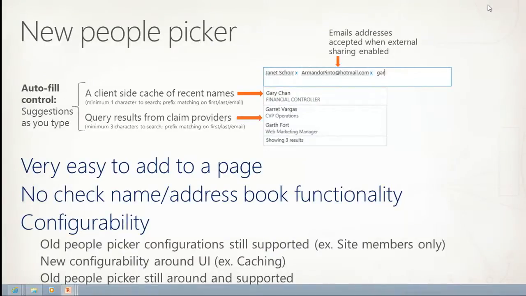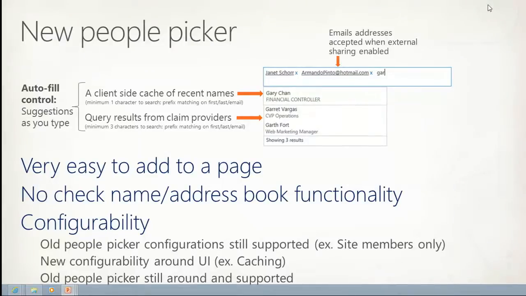Another great thing about this people picker is that it's really easy to add to a page. It's just a control. I'm not going to do a demo of how to add it to a page, but if you look up online SP client people picker, you will see documentation on how you can add it. It doesn't have the check name and address book functionality, as I mentioned earlier. We don't think you're going to need it because the suggestions solve that problem. But if you have any scenarios that really require this functionality, the old people picker is still around in the product and you can still use it.